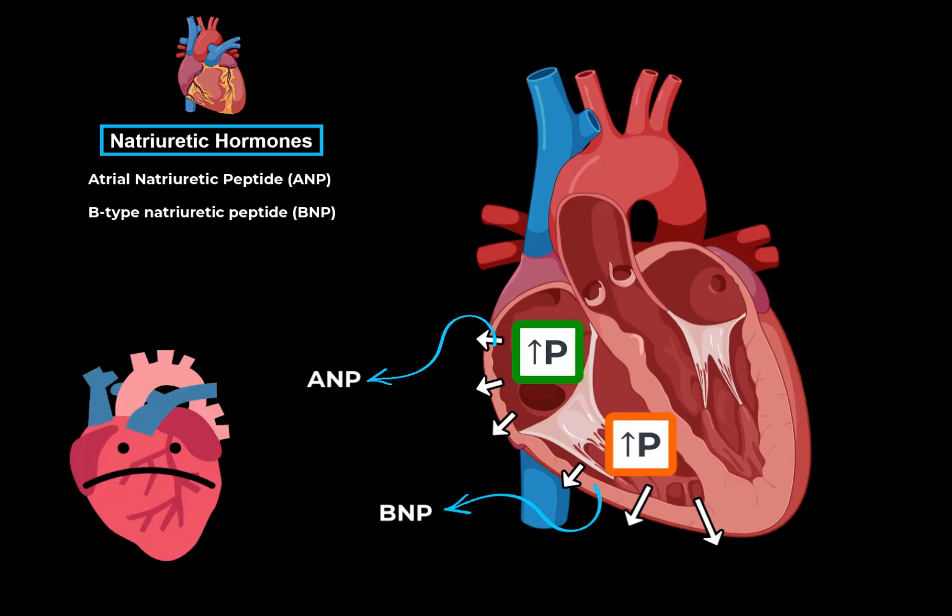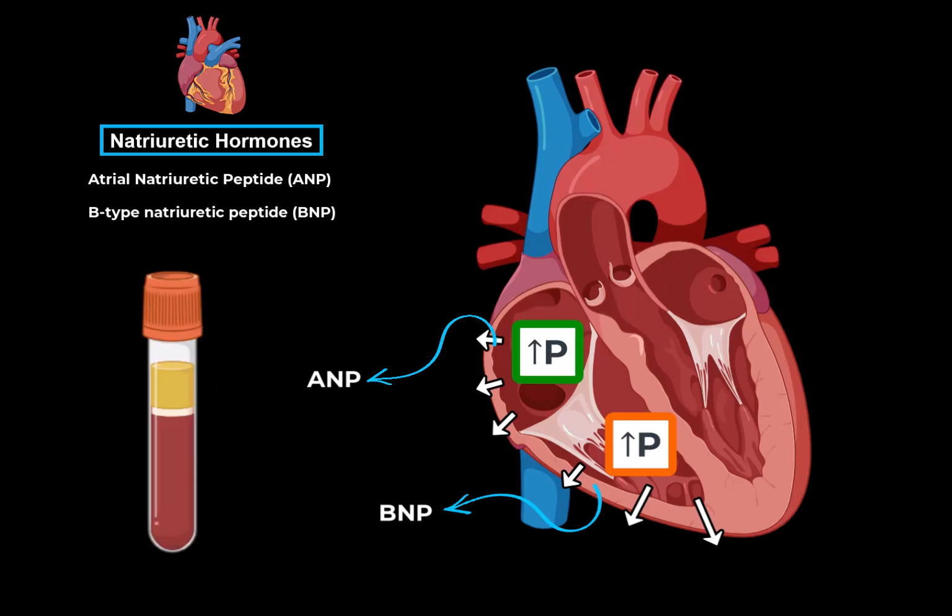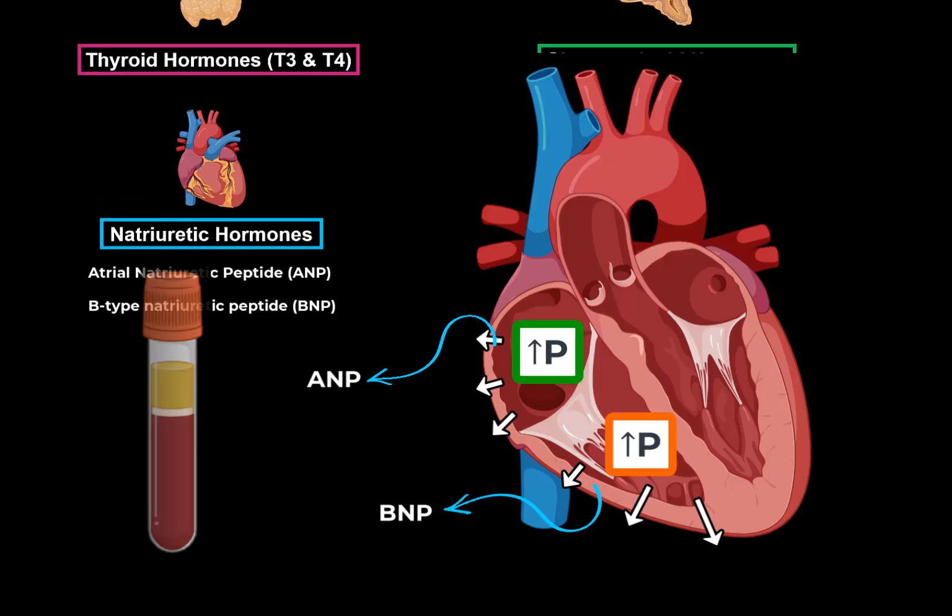If you get a patient with heart failure and you analyze their blood, you might sometimes see that they have elevated levels of BNP and ANP. So they can be used as biomarkers for helping diagnosis of heart failure as well.